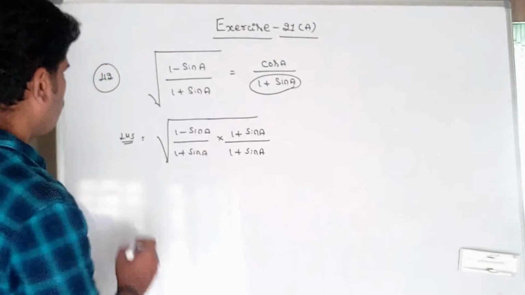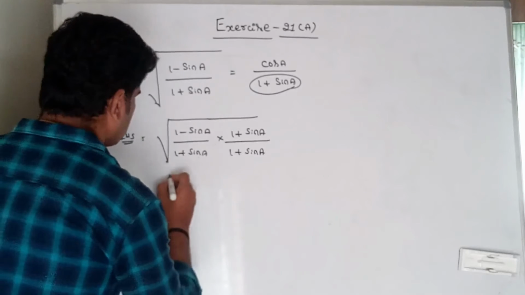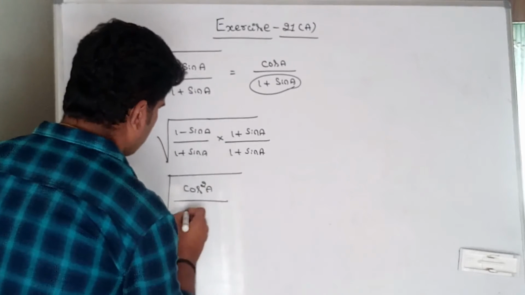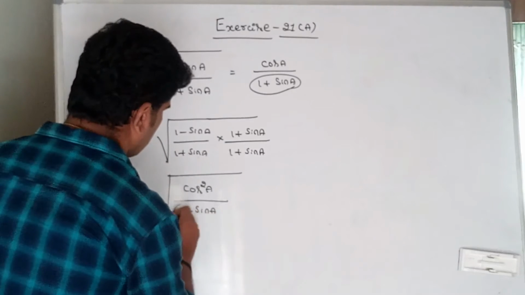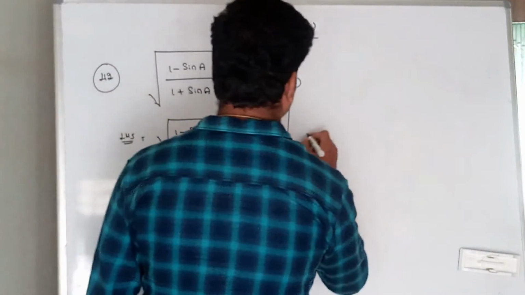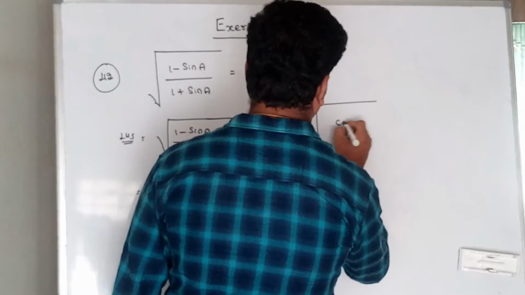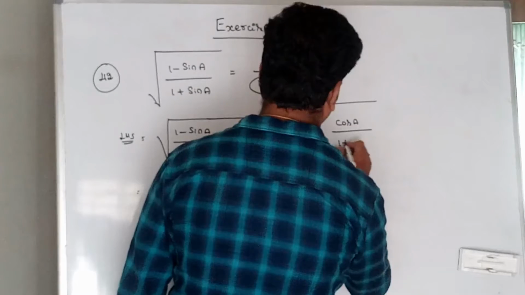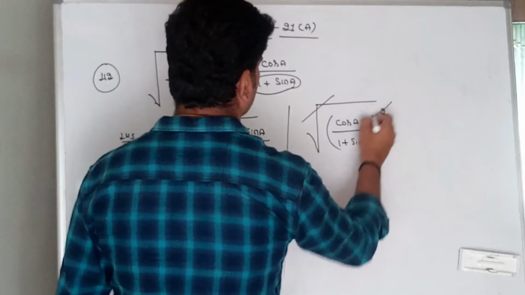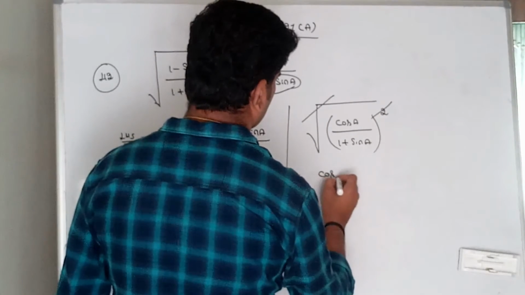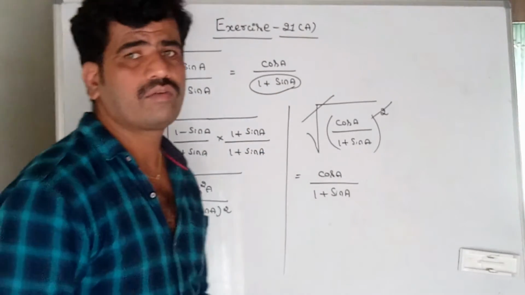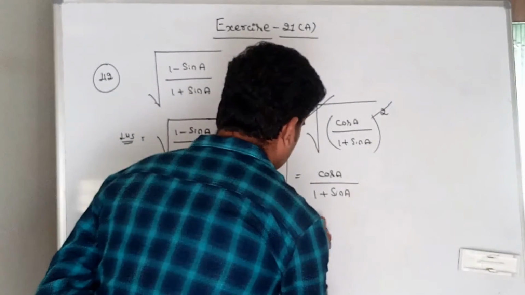Okay. So now, 1 minus sin A into 1 plus sin A is cos square A, divided by 1 plus sin A the whole square. Then this can be written as square root of cos A divided by 1 plus sin A, whole square. Now square and square root get cancelled. That is equal to cos A divided by 1 plus sin A. So this is our required answer, that is equal to RHS.